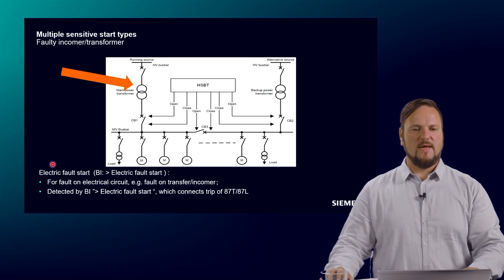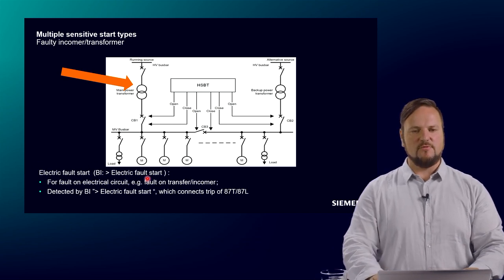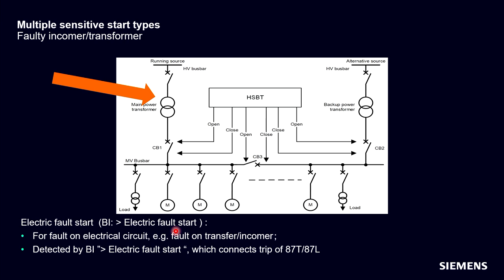For example, we have the electrical fault start, which can be forced by a binary input. And this binary input can be used by sending trip commands, for example, from a transformer protection or from a line protection.